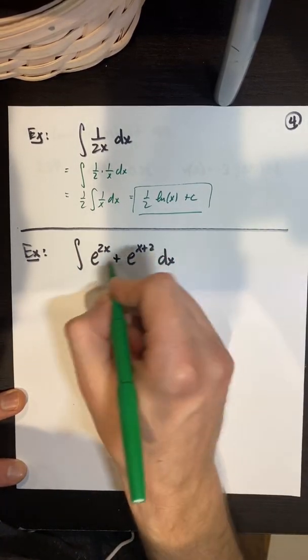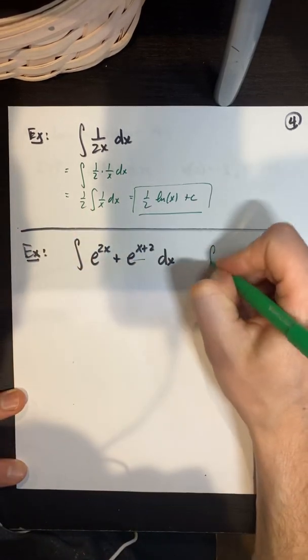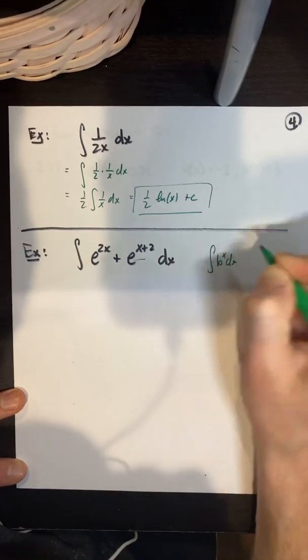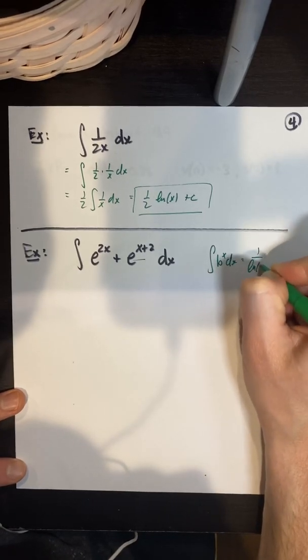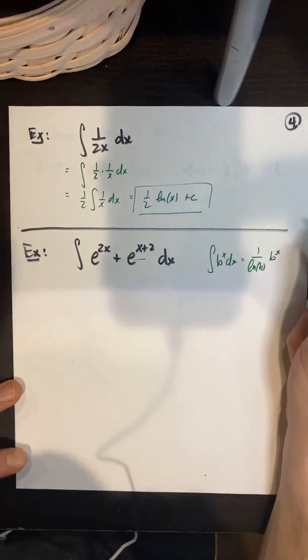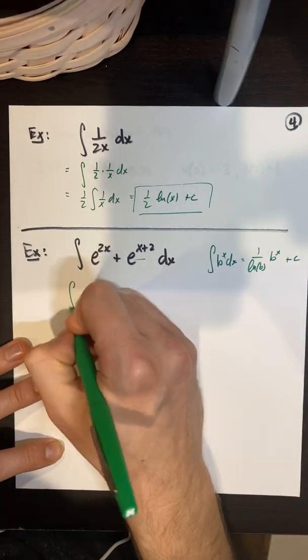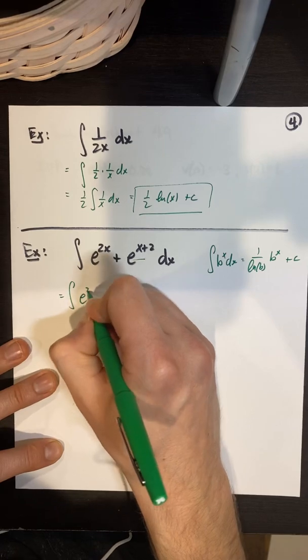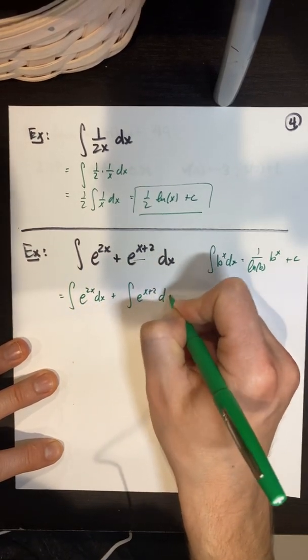Now, this rule was kind of strange. So here's 2 exponential functions. Remember the rule that the antiderivative of b to the x is 1 over ln of b times b to the x, plus c. So I'm going to try to use this rule. I'm first going to split the integral up into 2 different integrals, just to focus on each one separately.